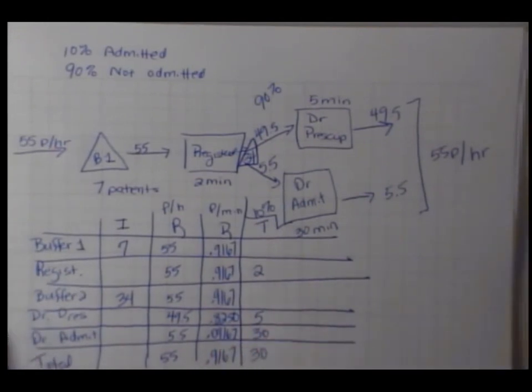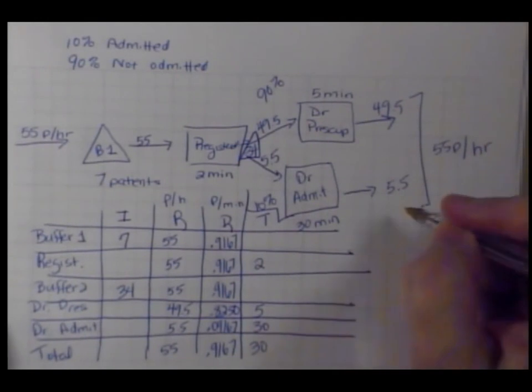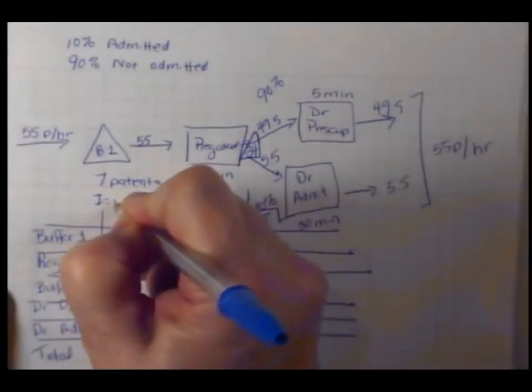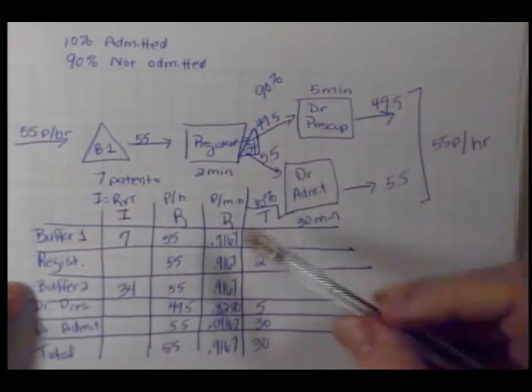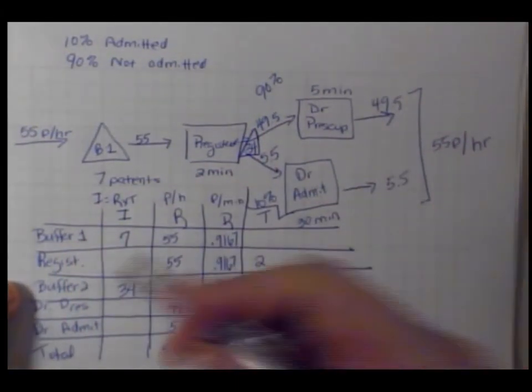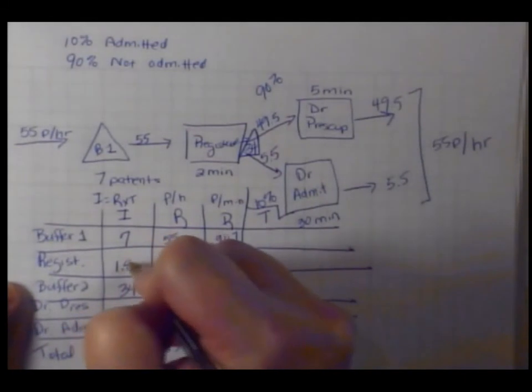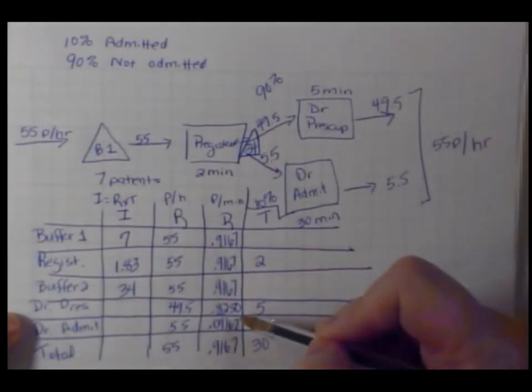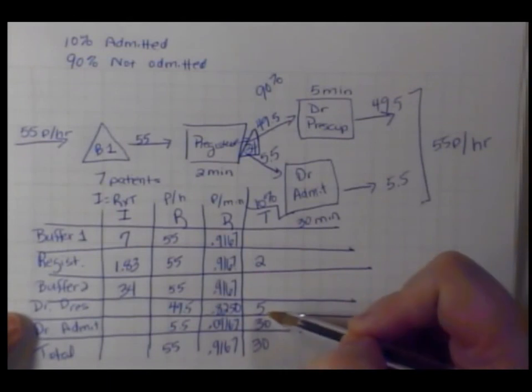Okay? So, if I'm going to calculate inventory, inventory is equal to throughput times flow time. So I'm going to take 0.9167 times 2. And it should be 1.83. I'm going to take 0.8250 times 5.